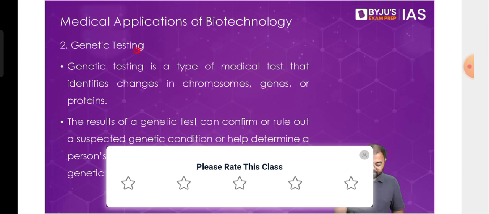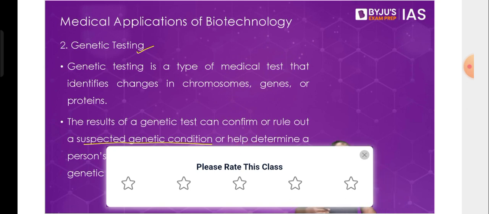Then we have something called genetic testing. Genetic testing basically tests for a certain gene, or whether there is a certain mistake or changes that have happened in the gene. So either the presence or absence of a gene, or the changes that have happened in the gene, so that we can detect a certain disease. A suspected genetic condition can be determined here, or it can also help us understand the chance of a person developing or passing on a genetic disorder.